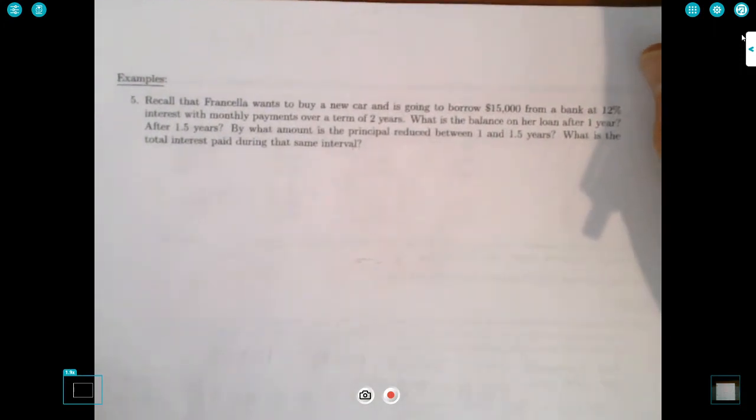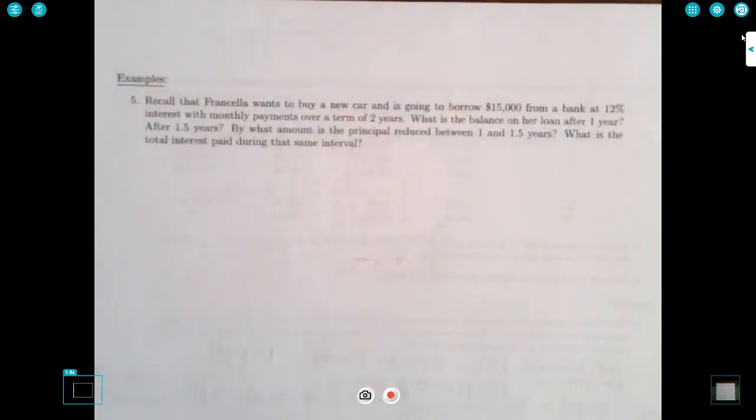So this one says, recall that Francella wants to buy a new car and is going to borrow $15,000 from a bank at 12% interest with monthly payments over a term of 2 years. What is the balance on her loan after 1 year? After 1.5 years? By what amount is the principal reduced between 1 and 1.5 years? What is the total interest paid during the same time interval? Okay, someone very nosy is asking a bunch of questions, right? Let's see if we can answer these questions, though.